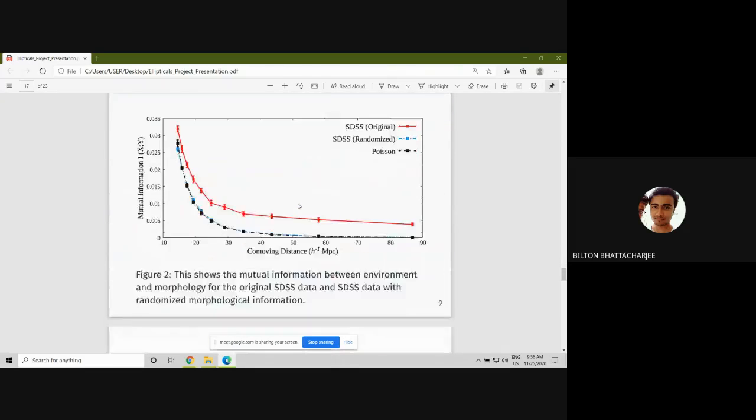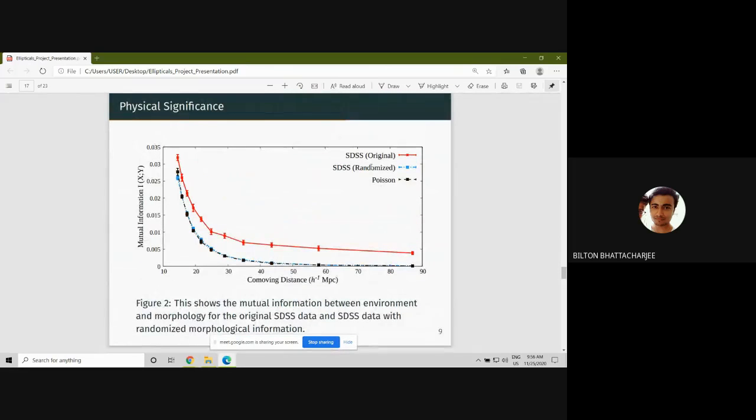Then the results. So the physical significance. So we have this SDSS original profile, and we have this SDSS Poisson and randomized profile. What does this mean? The MI for the original profile is greater than the Poisson data. This means that there is a mutual information between morphology and environment, and it exists up to 90, this is actually 87 megaparsec. So it extends up to 87 megaparsec.